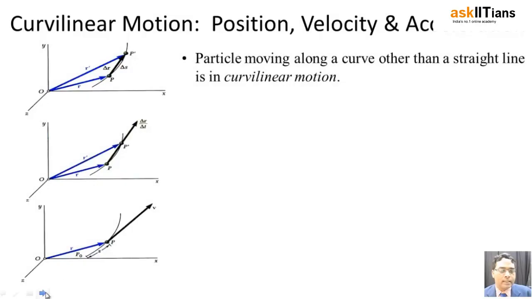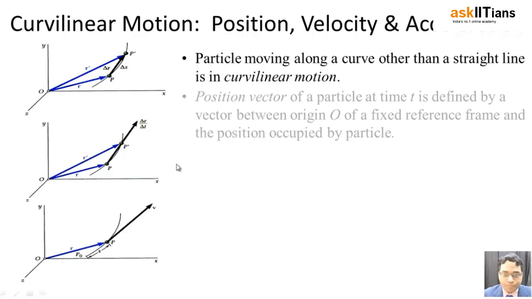So what do we understand about the other type of motion? Let's talk about curvilinear motion. Curvilinear motion is when the particle is moving along a curve, not in a straight line. That is what is meant by curvilinear motion. Its velocity is changing at every instant of time because it is moving, so therefore it is going to be an accelerated motion.